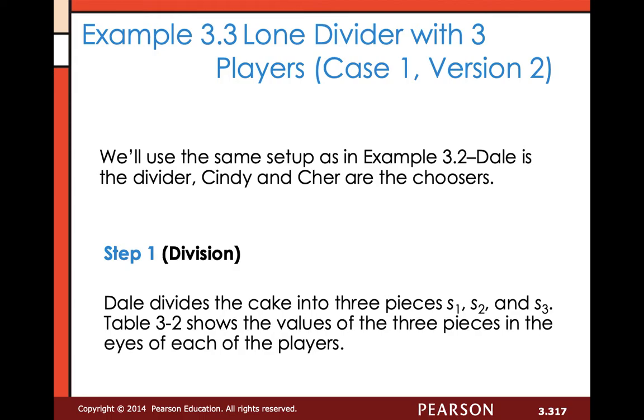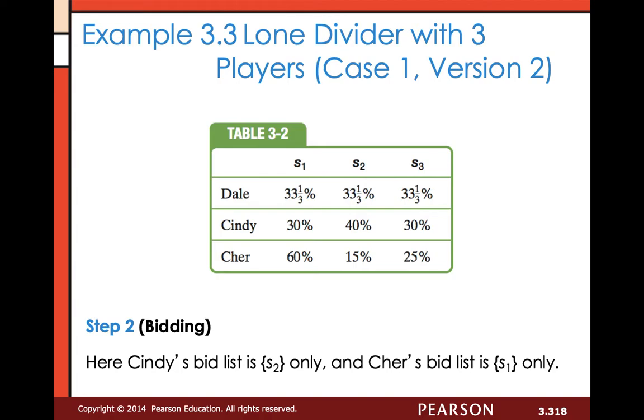All right, we're going to use the same setup as in that previous example. Dale is still the divider. Cindy and Cher are going to be the choosers, but we're going to look at version 2. So this is going to be where some things get a little bit dicier. Dale divides the cake once again, S1, S2, and S3. The next table shows the values of the 3 pieces in the eyes of the players. So Dale is still the same.